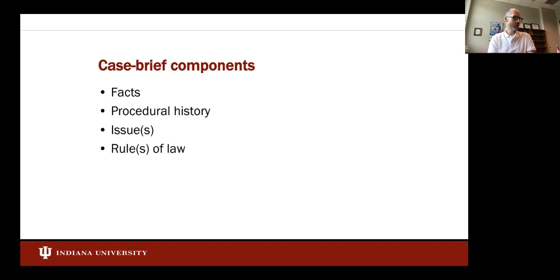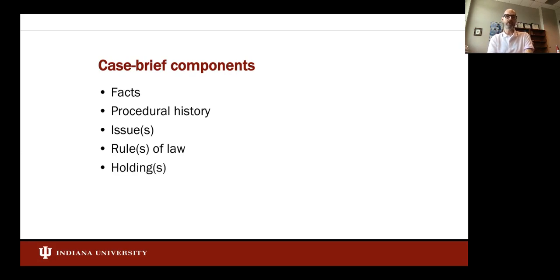Then you have your rule of law or rules of law. A rule of law is a statement of the legal test that the court applied to resolve an issue that the court was asked to resolve. And there may be more than one rule of law in a case. The number of rules is going to depend on the number of issues that the court was asked to resolve. So if you have two issues in the case, chances are the court's going to be applying two rules of law, one for issue one and one for issue two.